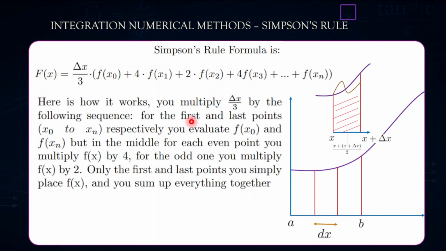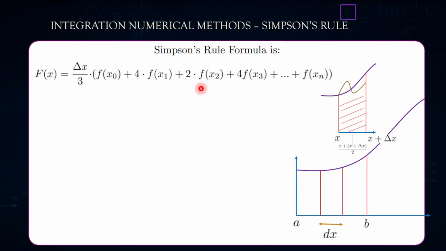How it works: you multiply delta x divided by 3 by all the following elements. For the first and last points, you don't multiply by anything. For the odd numbers or odd values of f, you multiply them by 4. For the even position indexed values, you multiply by 2.